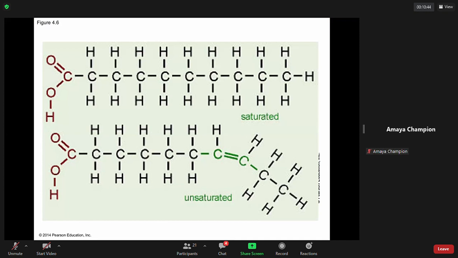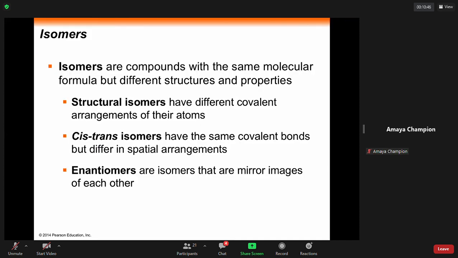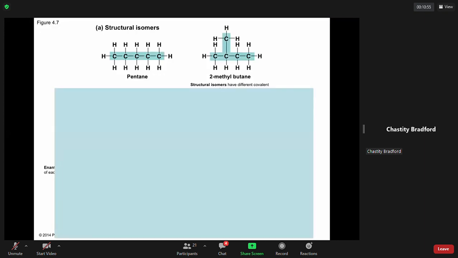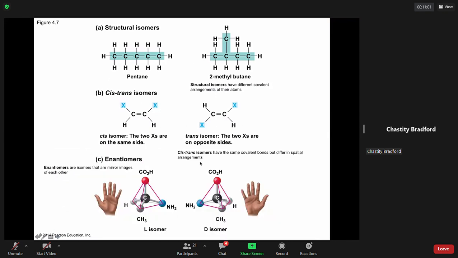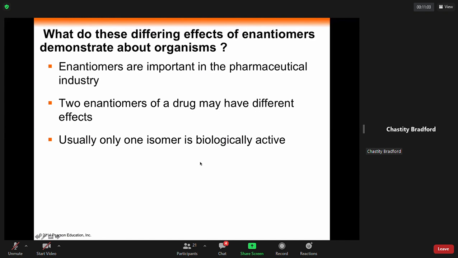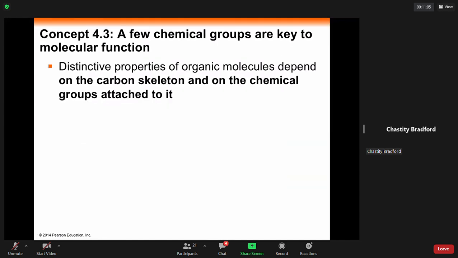Yeah. All right. We went through isomers. We talked about structural, geometric or cis-trans, and enantiomers. Okay. So by now you should know the difference between structural isomers, cis-trans isomers, and enantiomers. Okay. All right. And then one of the last concepts is that the chemical groups are going to be key.